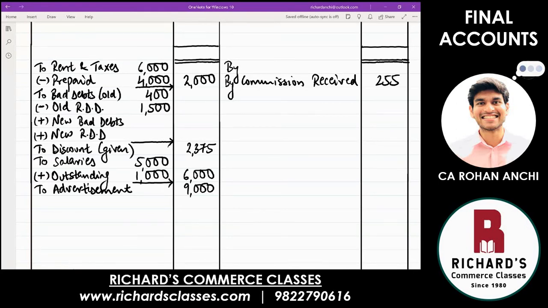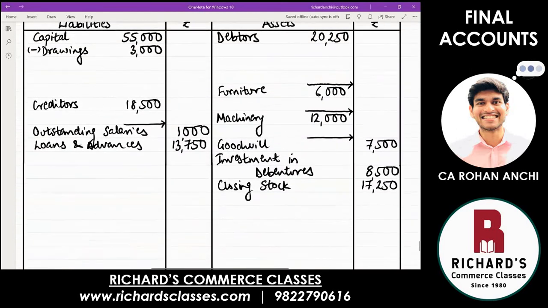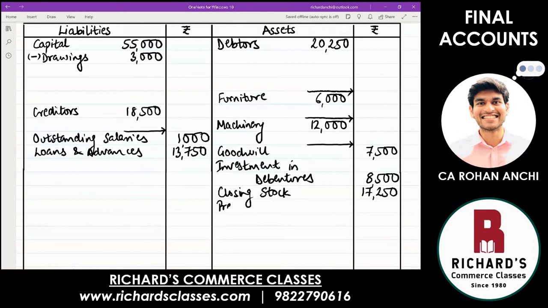Extra whatever is paid, you don't have to pay it in the future. That is a benefit. So the second effect is going to be on the asset side. Prepaid rent. Come to the asset side. Write down below closing stock, prepaid rent. And exactly opposite: if you see what you did for outstanding, there you added to your liability. Prepaid was opposite. There you minused. So here also it should come on the opposite side, and that is on the asset side.